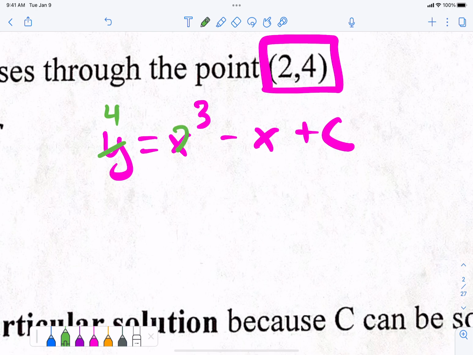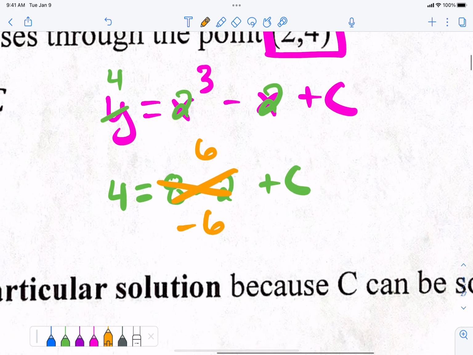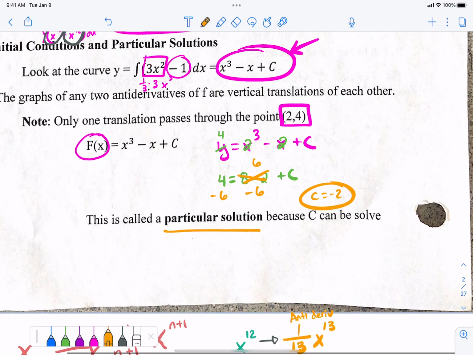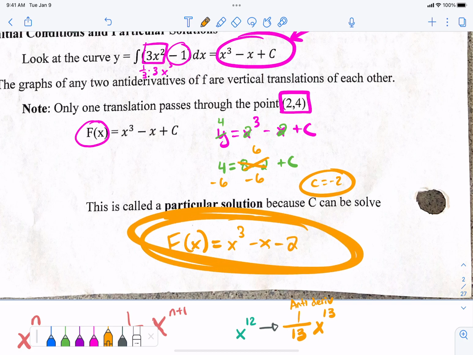I'm going to plug 4 in here, and 2 in here, and 2 in here. So 4 equals 8 minus 2 plus c. 8 minus 2 is 6. Then 4 minus 6 is -2. So c equals -2. The final answer is the particular solution. I called it the specific solution yesterday. My specific solution is that the antiderivative is f of x, or you can call it y, I don't care, x cubed minus x minus 2. This is the particular original equation that goes through the point 2, 4 and has this derivative.